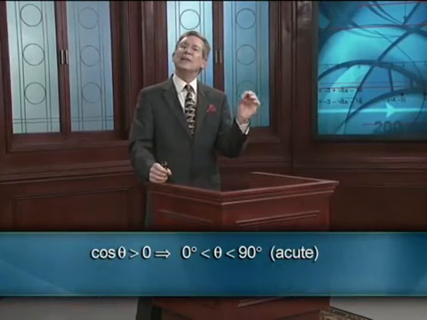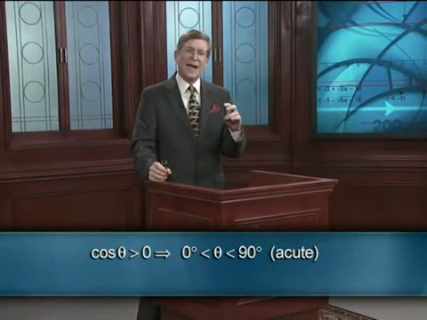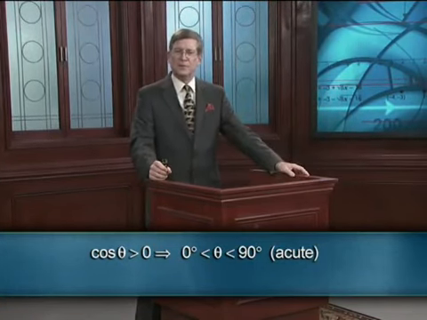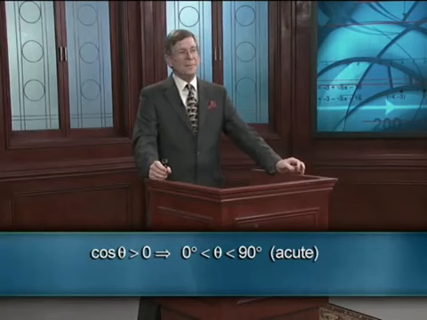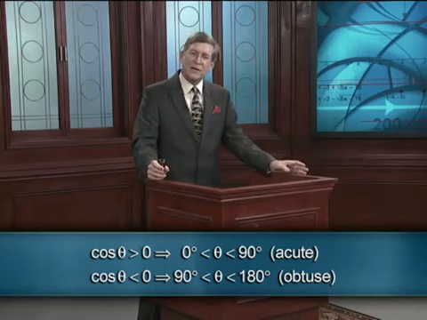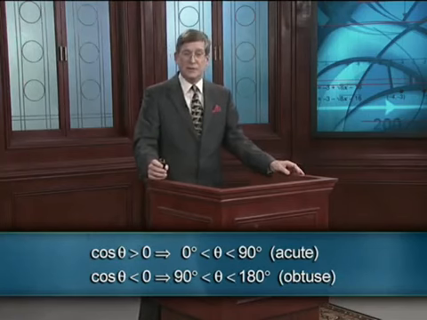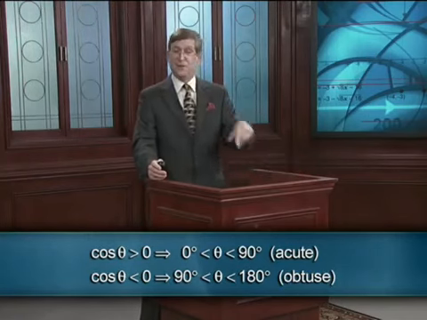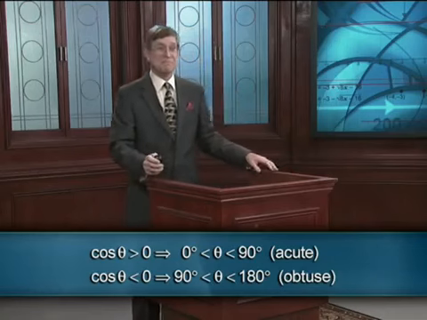Remember, from our trig knowledge a long time ago, if cosine is positive, the angle's between 0 and 90 degrees. It's an acute angle. But if cosine is negative, you're over there in the second quadrant, and the angle is between 90 and 180 degrees. It'll be an obtuse angle, as in the example we just did.